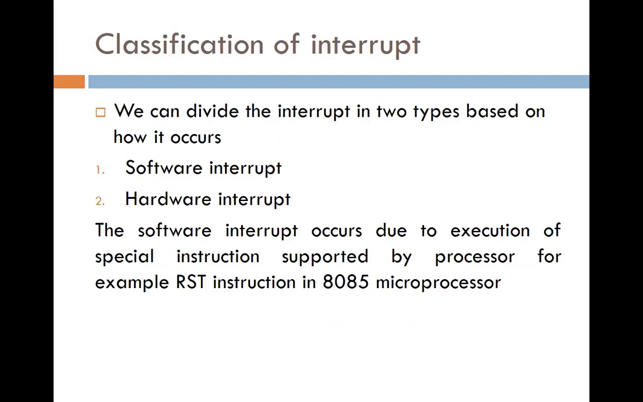Classification of interrupt. We can divide interrupts mainly into two types: software interrupt and hardware interrupt. A software interrupt occurs due to the execution of special instructions supported by the microprocessor. For example, reset.